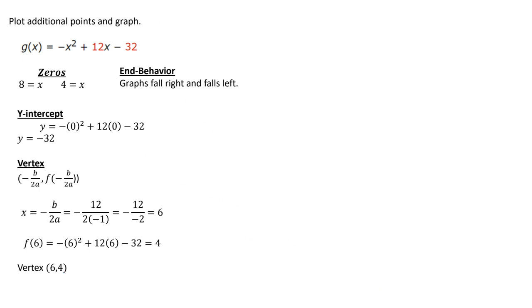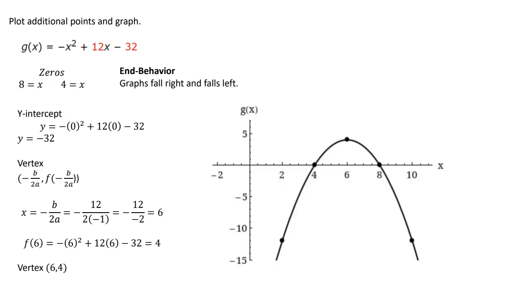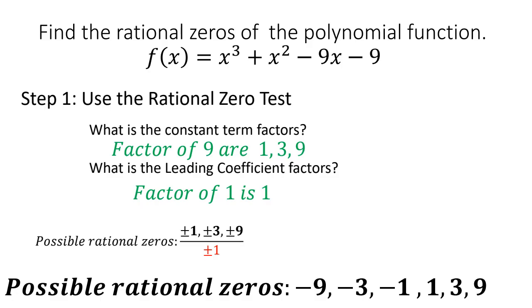Now that you have all of this information, we can put it together. Here's my vertex, 6 and 4. Here are my zeros, x equals 4 and x equals 8. The behavior is that it falls right and it falls left. And then, of course, for our zeros, they cross at the x-axis. Okay, and we have another graphing one here in a second.